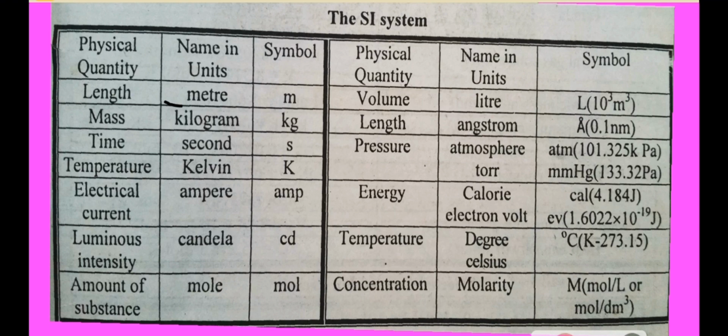Temperature is measured in degrees Celsius. Its symbol is degree Celsius, that is equal to K minus 273.15. K is Kelvin.